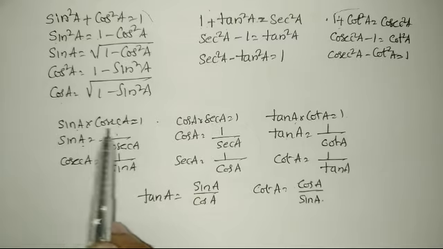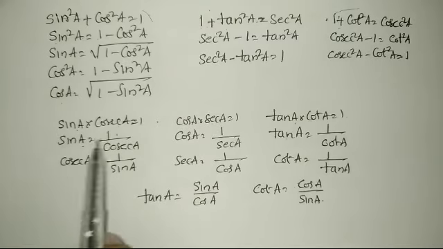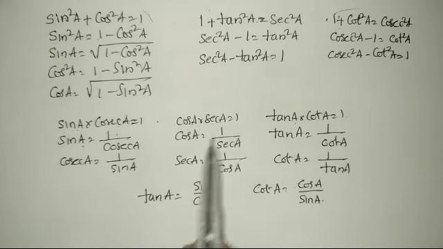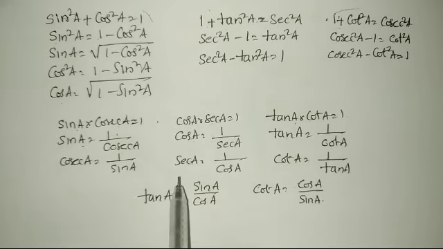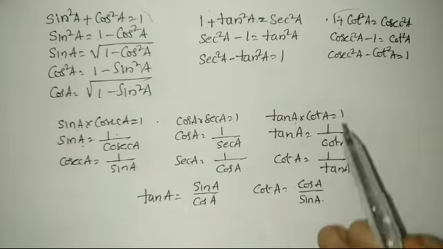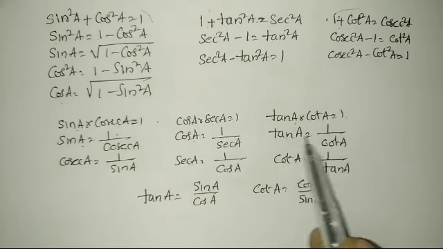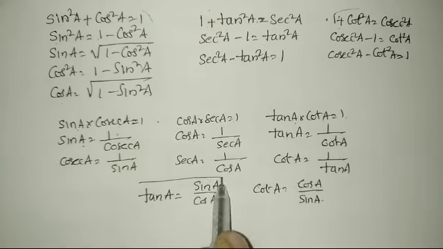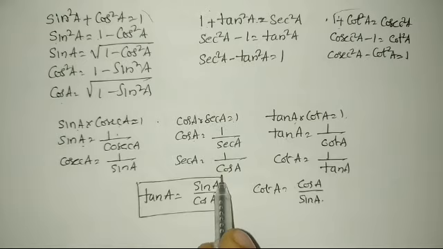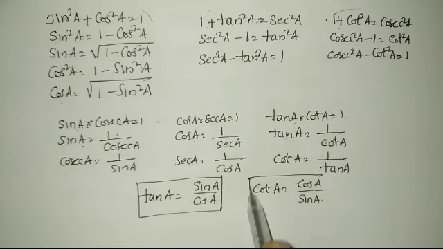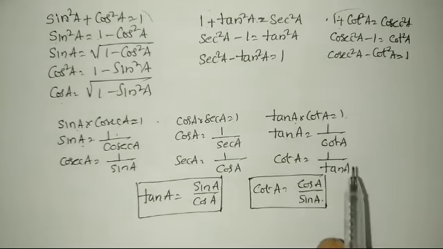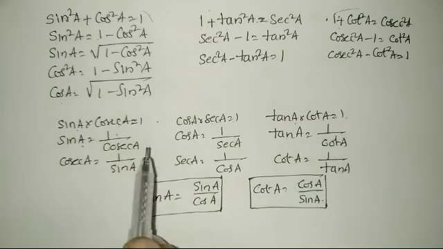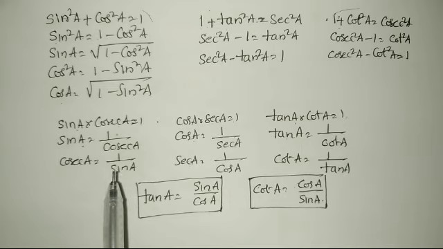Here, sin A into cosecant A equal to 1, sin A equal to 1 by cosecant A, cosecant A equal to 1 by sin A. Cos A into secant A equal to 1, cos A equal to 1 by secant A, secant A equal to 1 by cos A. Tan A into cot A equal to 1, tan A equal to 1 by cot A, cot A equal to 1 by tan A. And also we have tan A equal to sin A by cos A and cot A equal to cos A by sin A. So we have to learn all these identities to solve the problems related to 8.4 and also the examples.